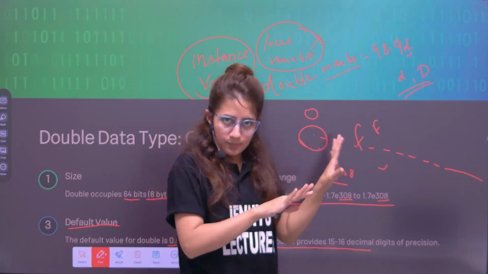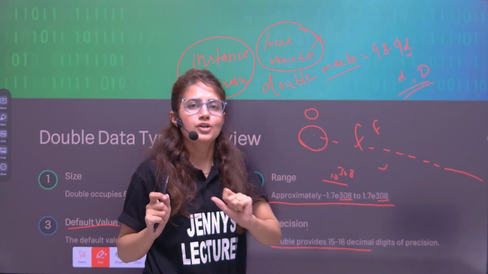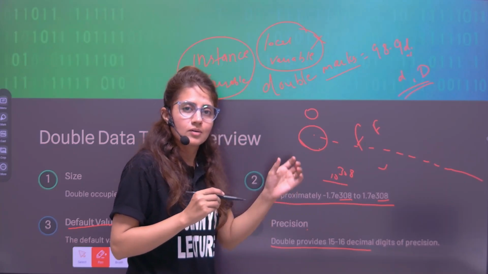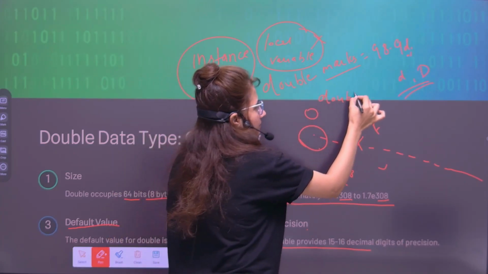So because of this reason also, by default for a floating point number in Java, the data type is double. By default it's double.